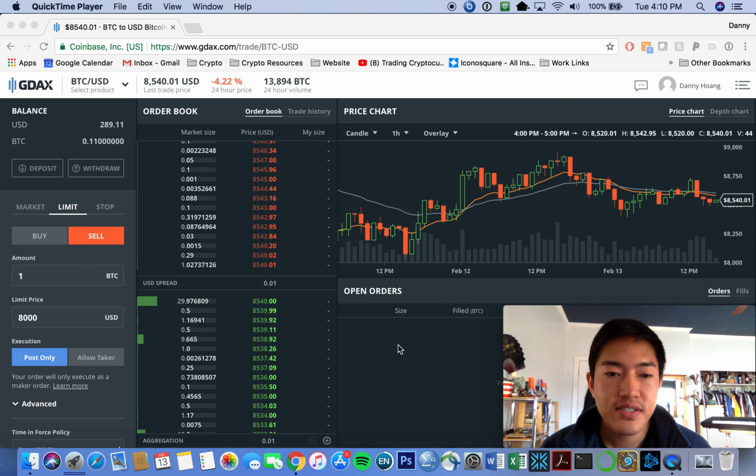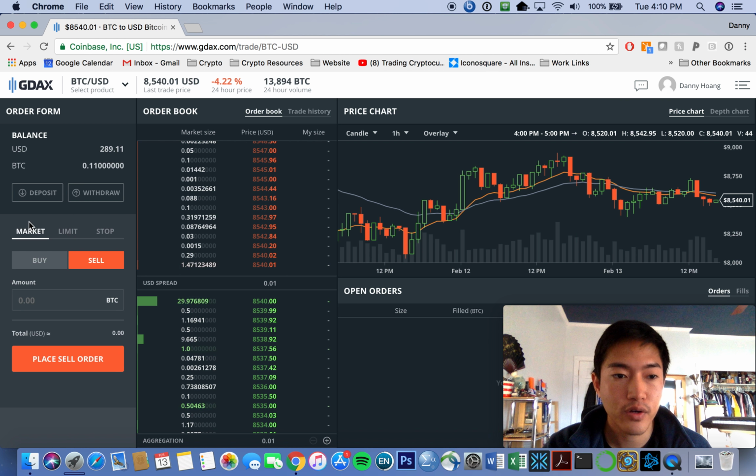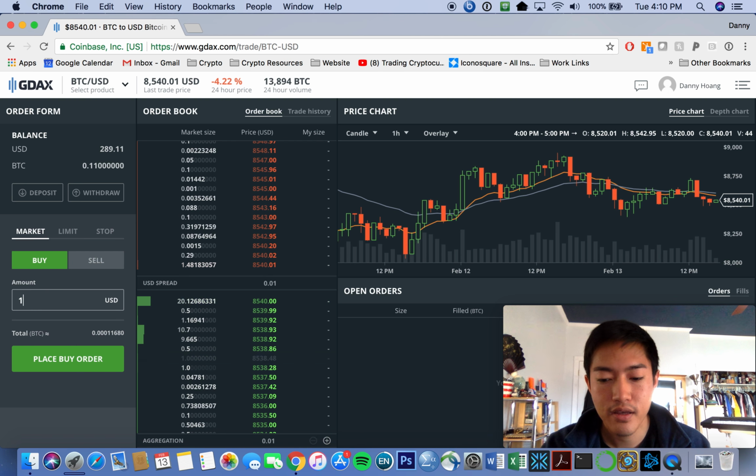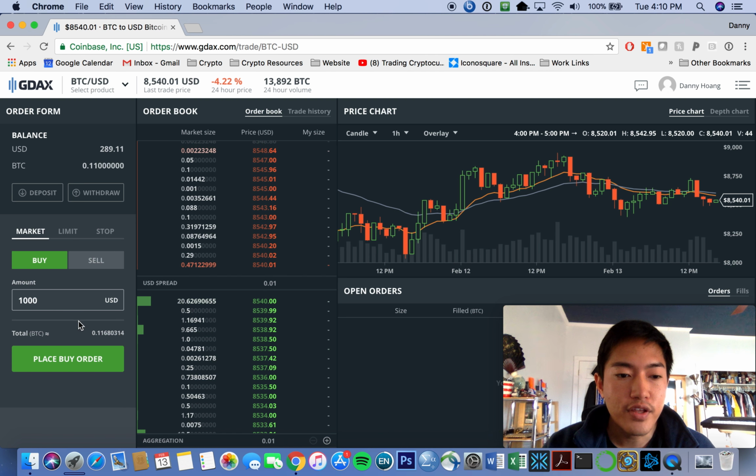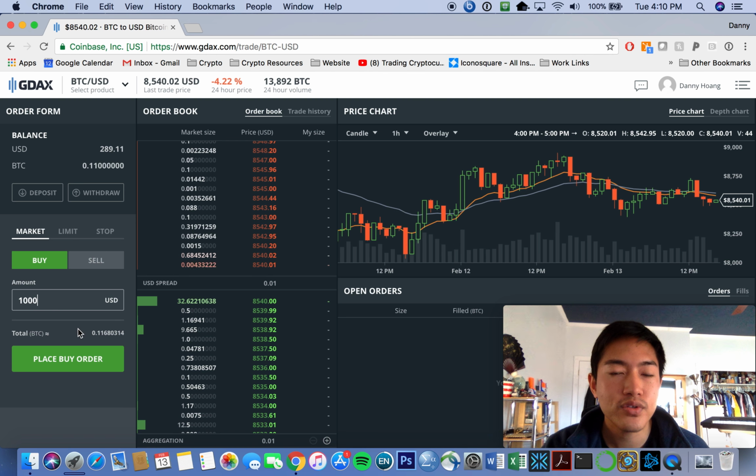So let's say now we want to buy some Bitcoin. There are 3 different ways we can buy Bitcoin, either through a market order, a limit order, or a stop order. With a market order, it's pretty simple. Just click market, buy, and let's say we want to buy $1,000 worth of Bitcoin. This would go through as a taker order. So market orders are taker orders. What they do is they take orders off of the order book.